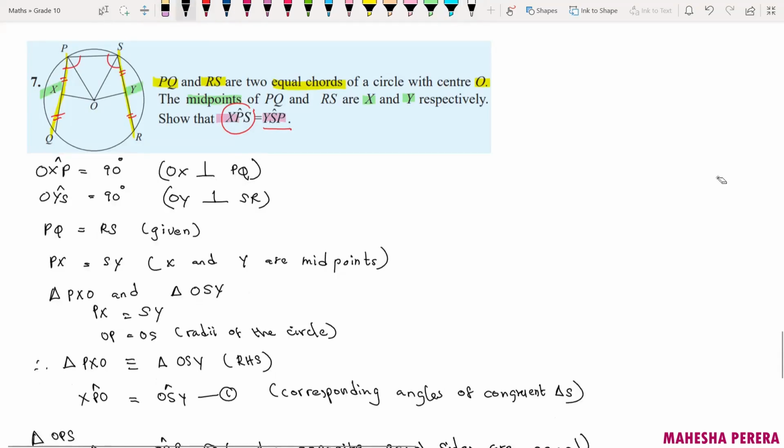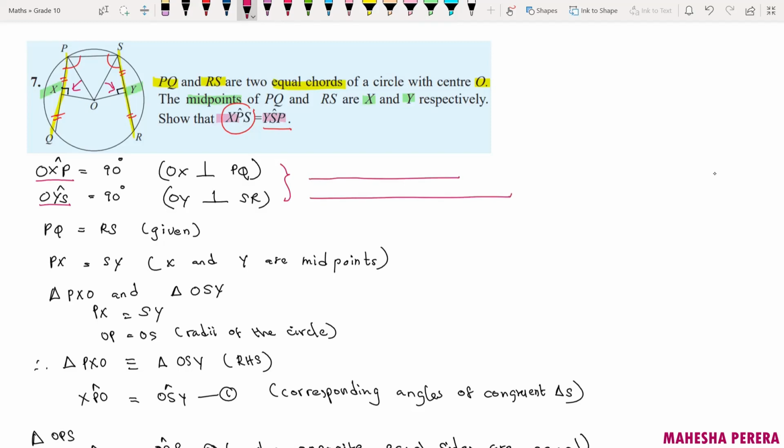First of all, you can say that this angle and this angle are equal, and it is equal to 90 degrees. Angle OXP is here, equals 90 degrees because OX is perpendicular to PQ. And then angle OYS equals 90 degrees because OY is perpendicular to SR. This is based on our theorem, so you can write the theorem even.